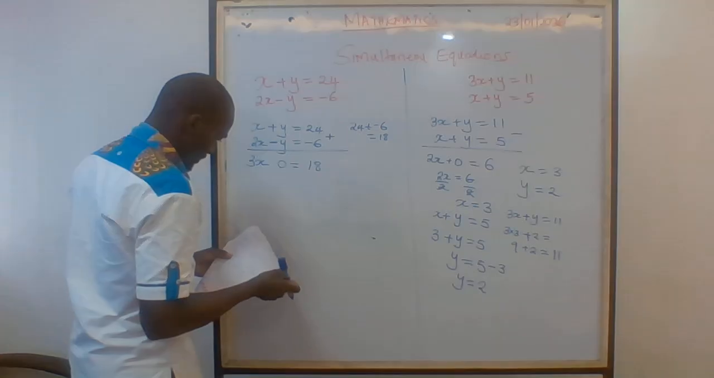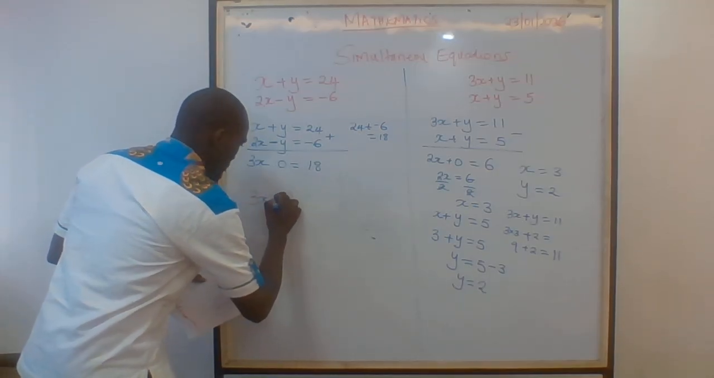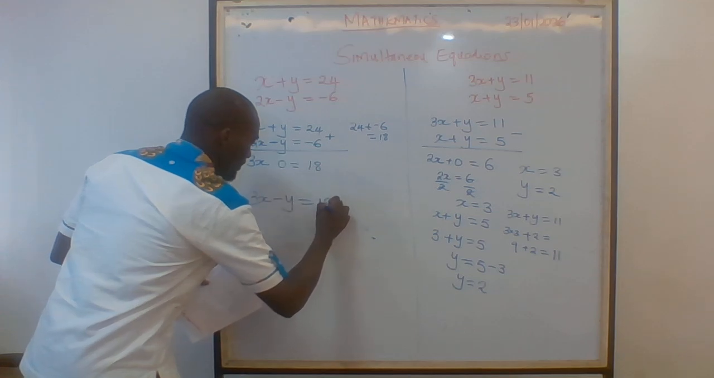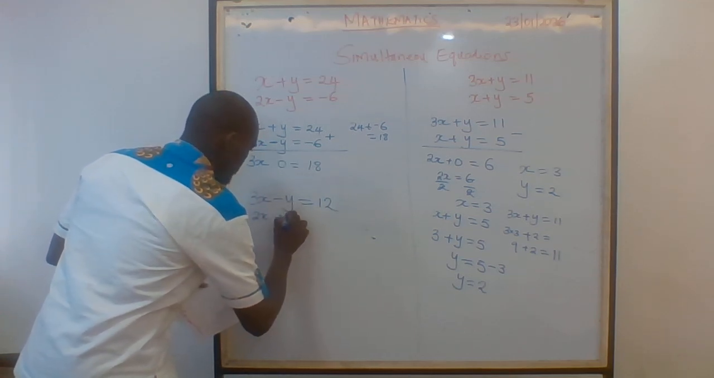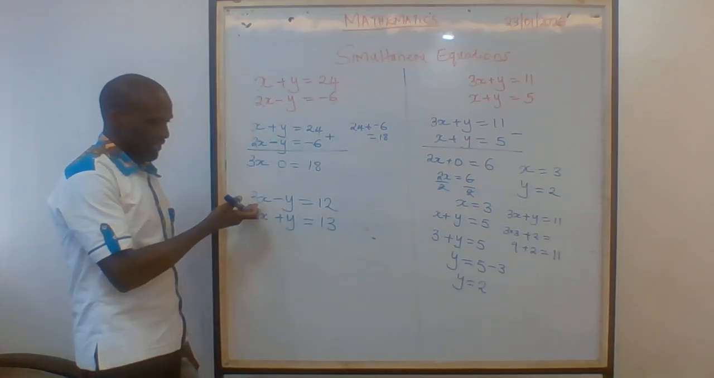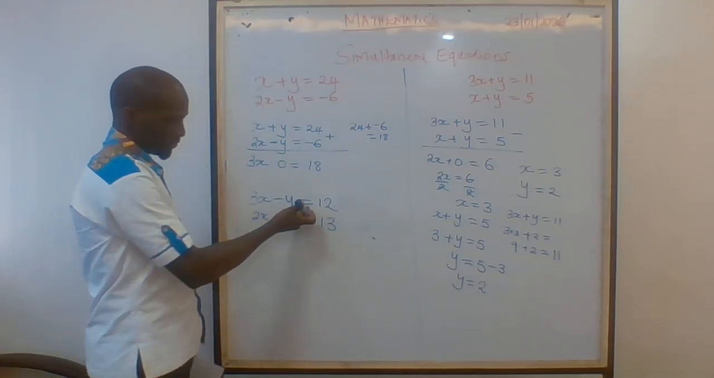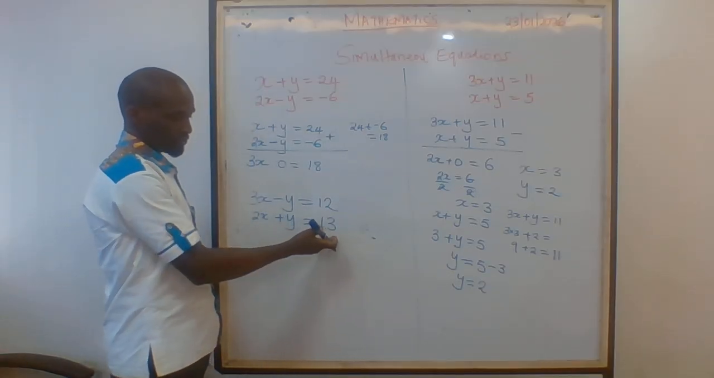Now in your own time, go and try 3x minus y is equals to 12 and 2x plus y is equals to 13. 3x minus y is equals to 12 and 2x plus y is equals to 13.